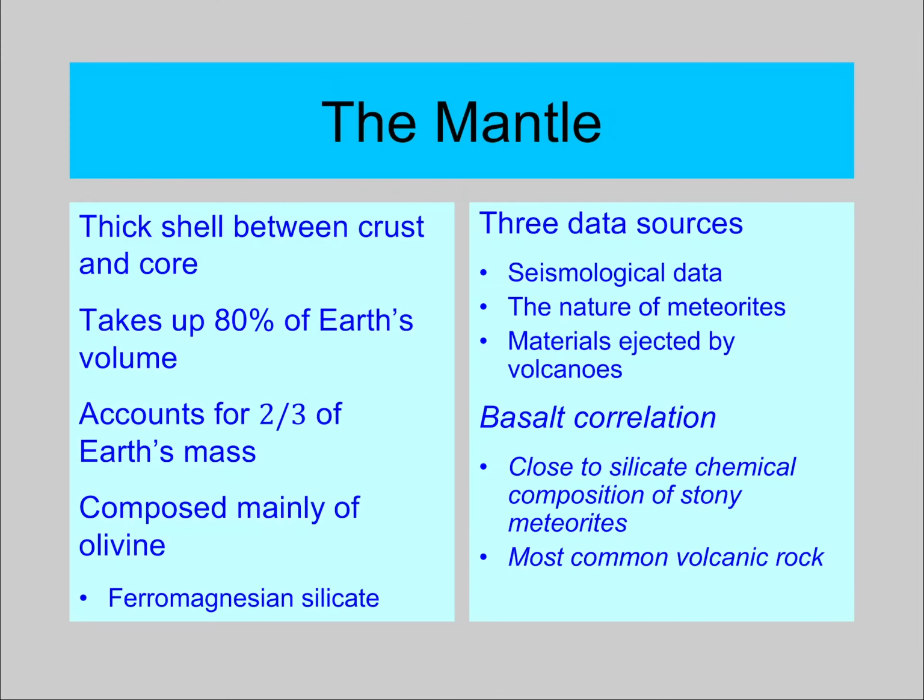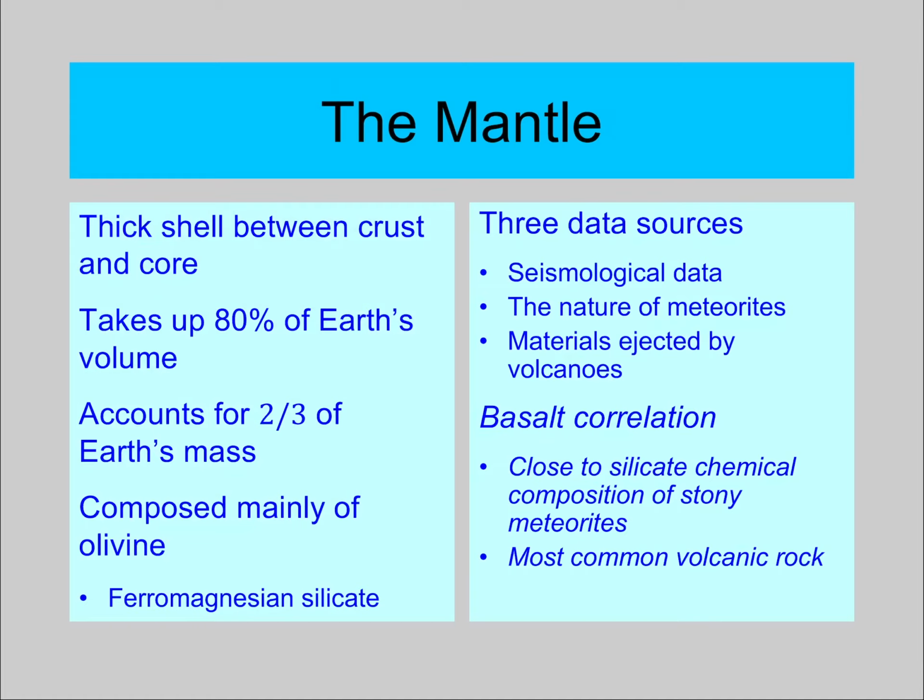The mantle is the next layer. It's the thick shell between the crust and the core. It makes up 80% of Earth's volume and accounts for 2/3 of Earth's mass. So it's significantly larger and heavier. It's composed mainly of olivine, which is a ferromagnesian silicate, which makes it magnetic in nature.